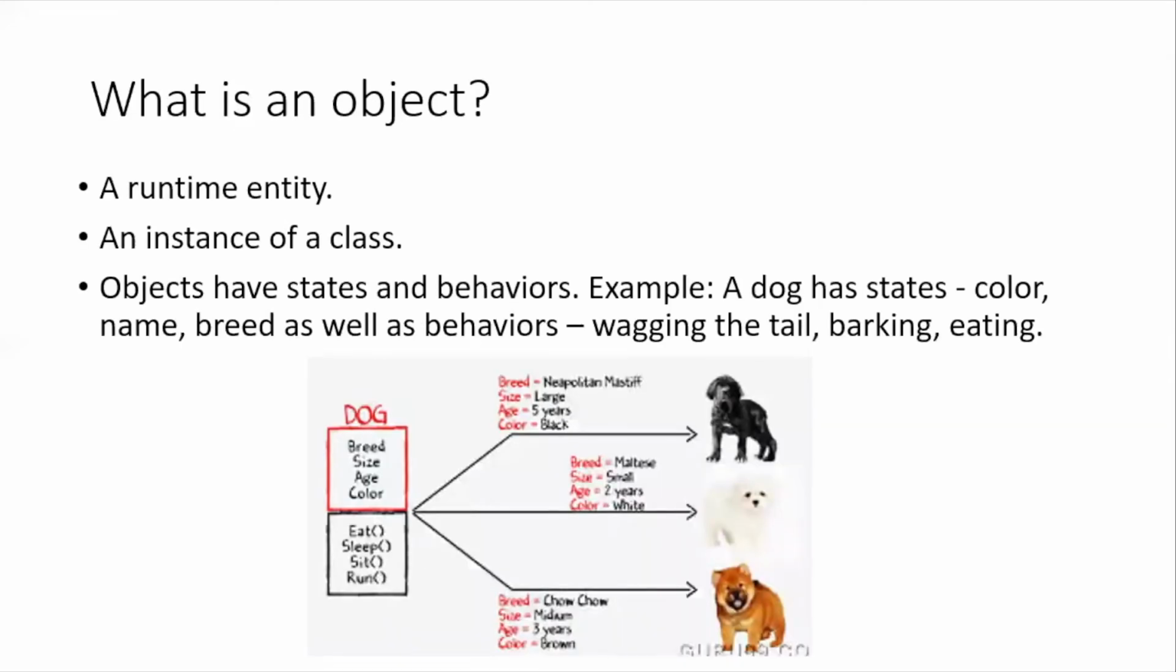Now we are going to discuss various concepts like object, class, and other object-oriented programming concepts. So first, let's start with an object. So what is an object? So let me tell you one thing. In Java, object is a runtime entity. Objects are created at runtime and memory will be allocated for that object whenever the object is created. One more definition of object is it is an instance of a class.